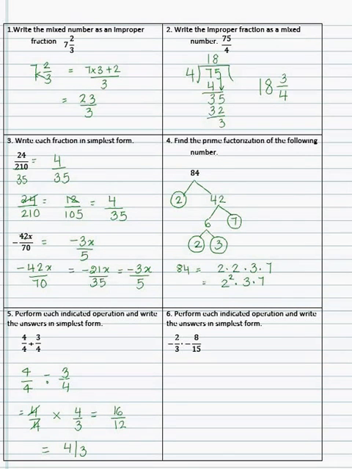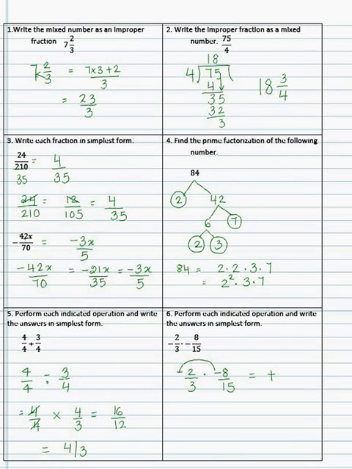Perform the indicated operation, and the answer has to be in simplest form. So let's go ahead and see what's going on here. We're trying to do negative 2 over 3 times negative 8 over 15. I would work the signs first. Negative times negative would give me a positive. And I'm going to see if I can simplify any numbers. I always like to simplify it right here.